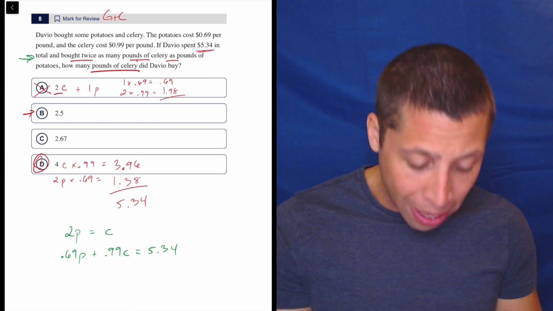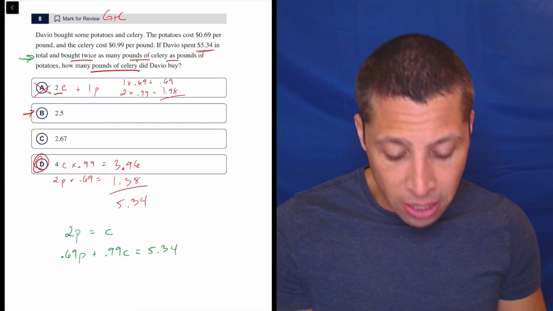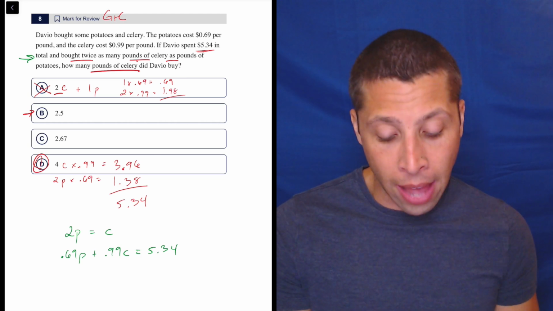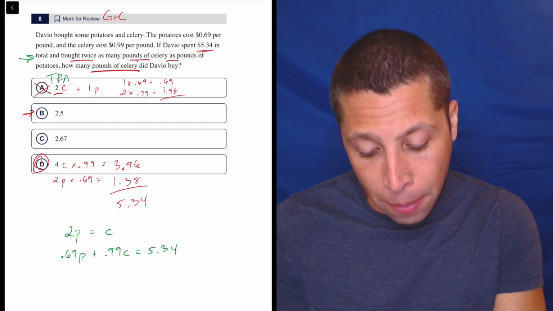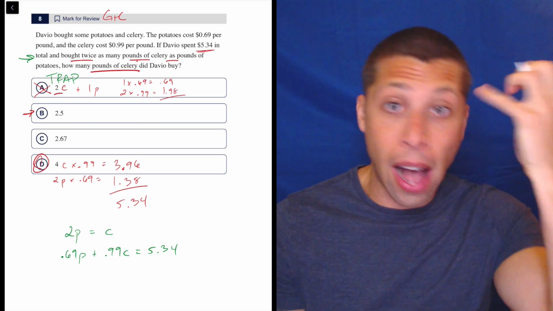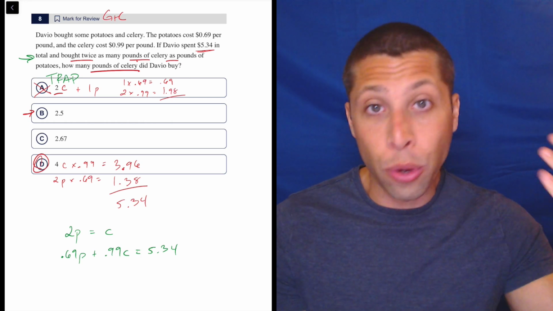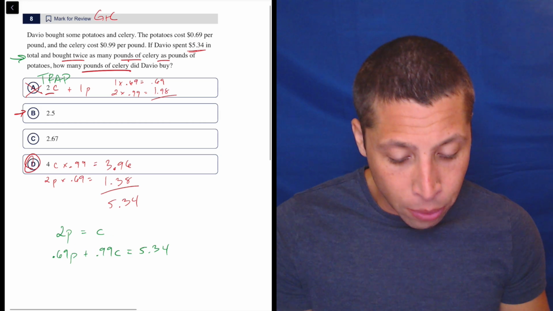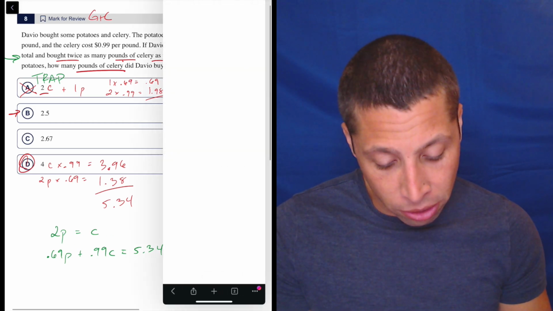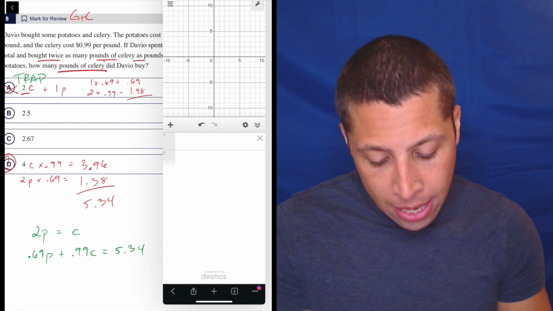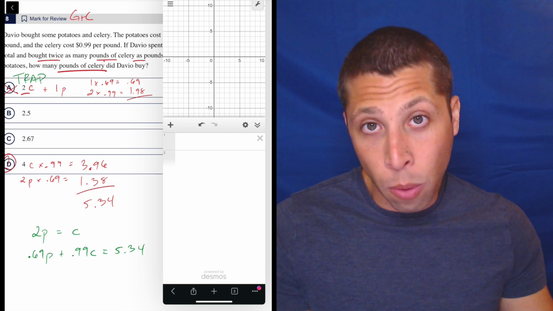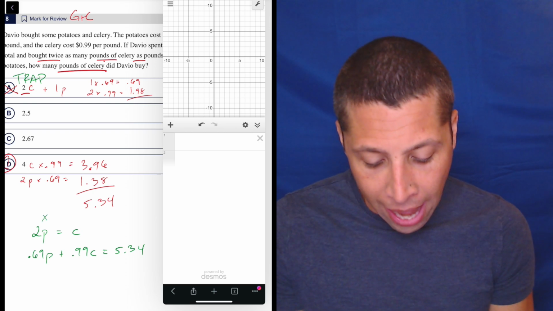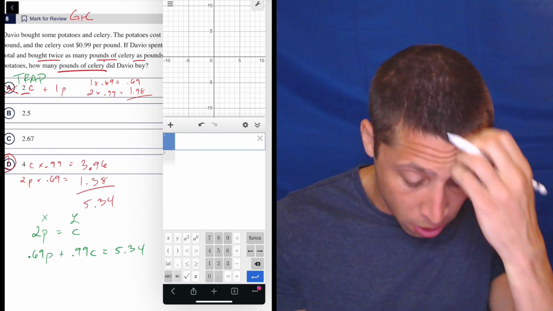So again, we could do some algebra here. We could substitute in for C pretty easily. The danger of that is then we're solving for P, and that is actually a trap answer. Choice A is the value of the potatoes. So if you solve for the wrong thing, then there you go, you're going to be wrong. For me, anytime I have a system of equations, I kind of want to use Desmos. Now I can't use P and C because it's going to have a problem with that. So I need to convert it to X and Y. So I would do that.